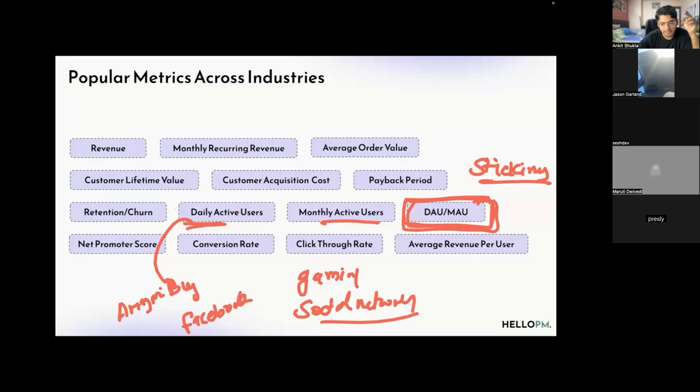Yes. Can you guys tell me one example where DAU to MAU ratio is very low? Give one example where DAU to MAU ratio is very low.